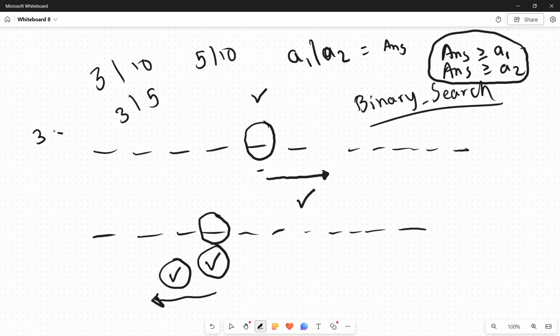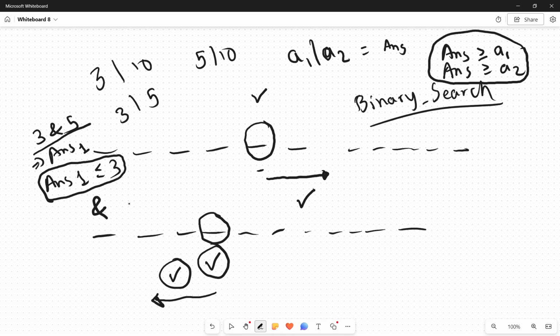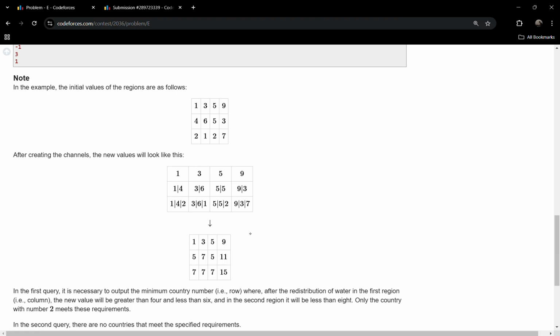But if you do AND, suppose this has answer ANS1, so I can surely state that ANS1 is less than or equal to 3, which is less than or equal to the smallest number between 3 and 5, or between A1 and A2. So that is the property of the AND logical operator, and this is the property of the OR logical operator. So yes, and using this property we can binary search on the country.